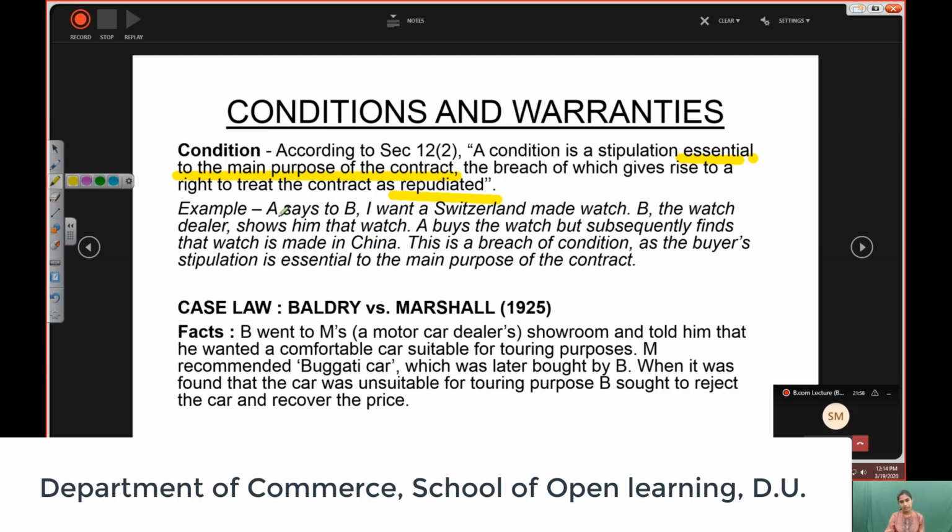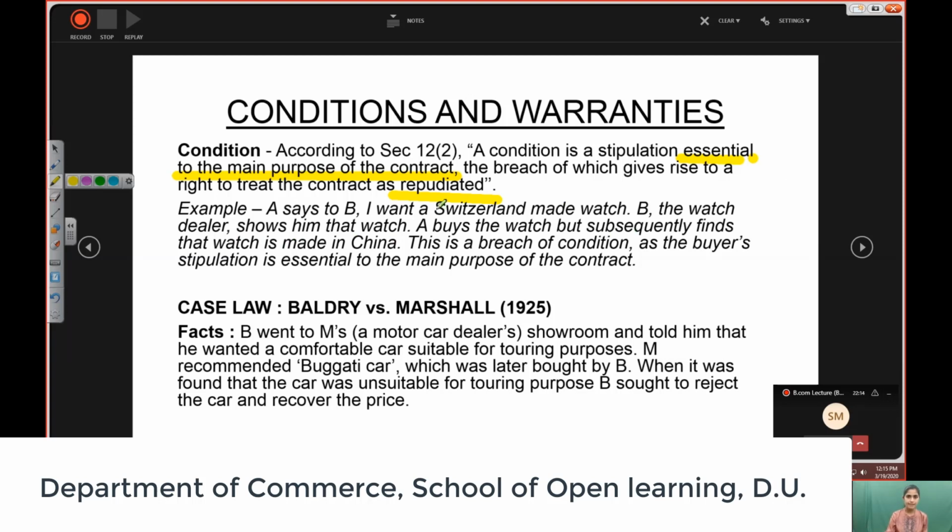So A says to B, I want a Switzerland-made watch. B, the watch dealer, shows him that watch. A buys the watch, but subsequently finds that watch is made in China. This is a breach of condition.